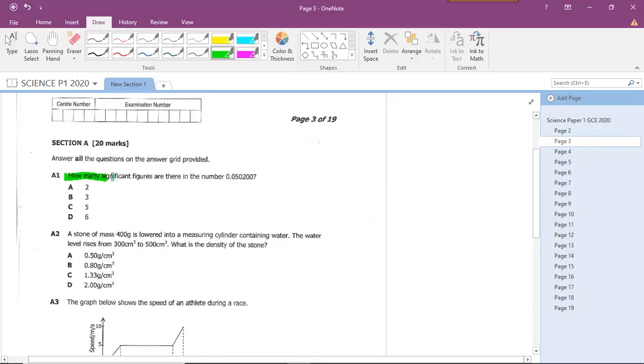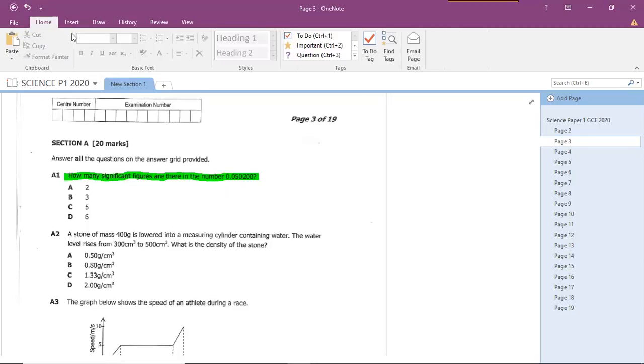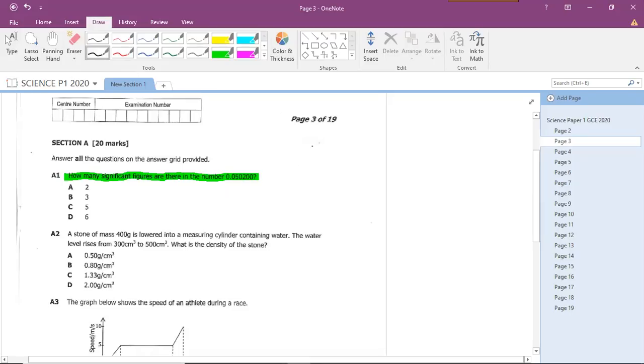So it says, how many significant figures are there in the number 0.050200? Okay, so in terms of significant figures, we have to know certain rules of significant figures. The first rule that we're going to talk about is leading zeros, which is zeros at the beginning. So anyway, not this one. Let's start with whole digit numbers. So rules of significant figures. I want you to know about 3 or 5.